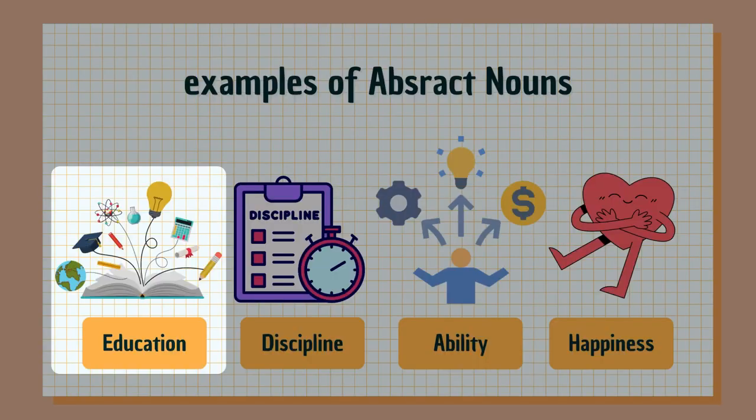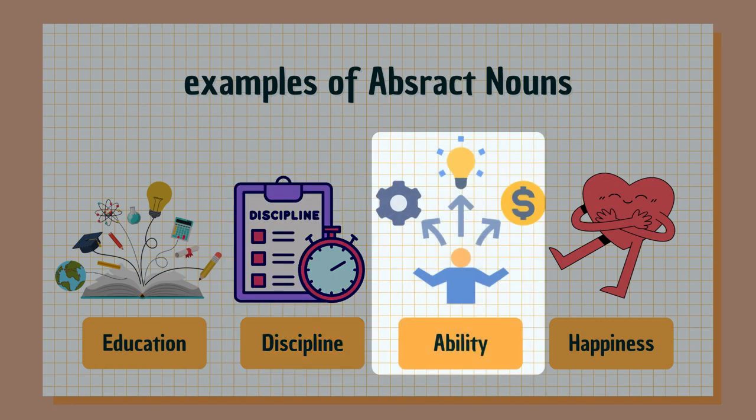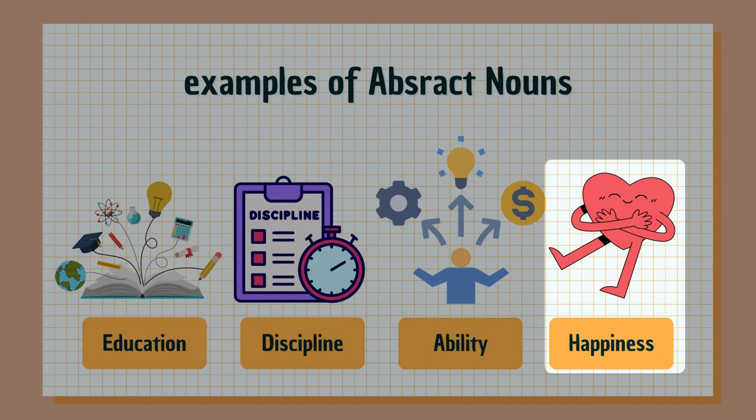For example, education, this is an abstract noun that names a quality or state of being educated. Discipline, this is an abstract noun that names a quality or state of being disciplined. Ability, this is an abstract noun that names a quality or state of being able to do something. Happiness, this is an abstract noun that names a feeling or state of being happy.